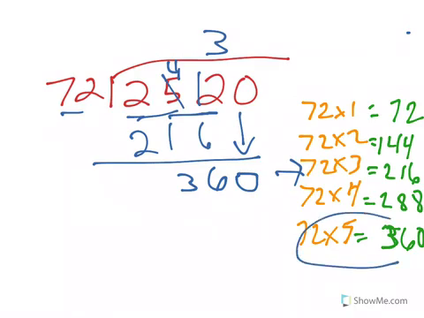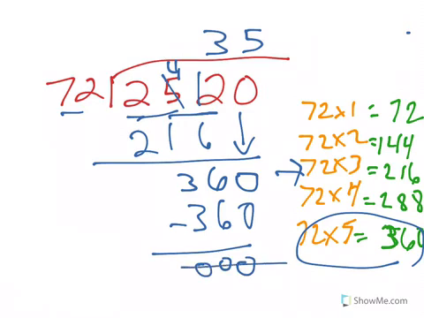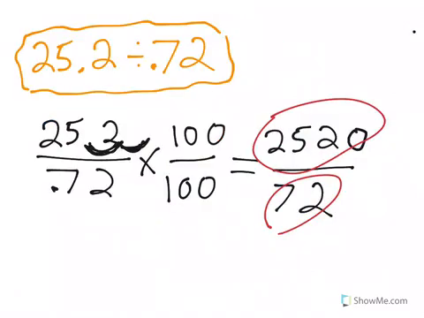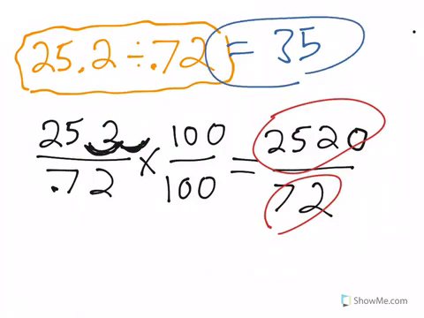72 goes into 360 exactly 5 times. We put our 5 up here. 5 times 72 gives us 360. Subtract that. 0, 0, 0. We're all done. So our answer becomes 35. So going back, 25.2 divided by 0.72 equals 35. We used equivalent fractions to get there, but the answer is still the same.